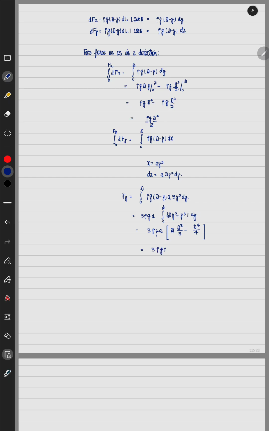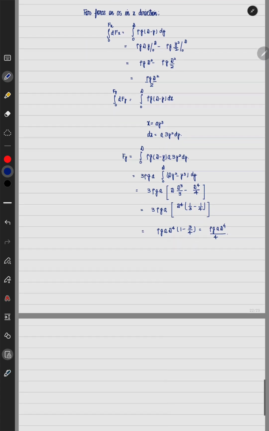3 into rho into g into a, d power 4, in the bracket 1 by 3 minus 1 by 4. Multiplying 3, I can say rho into g into a into d to the power 4 into 1 minus 3 by 4, that is given by 1 by 4. Rho into g into a d to the power 4 by 4. That is what we obtain.